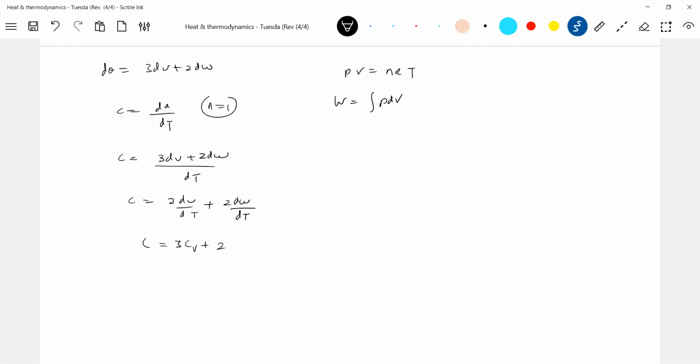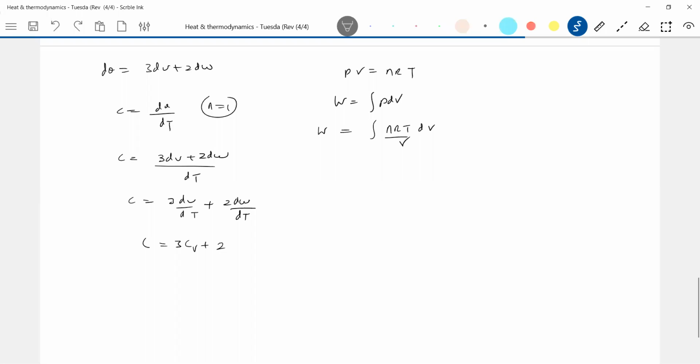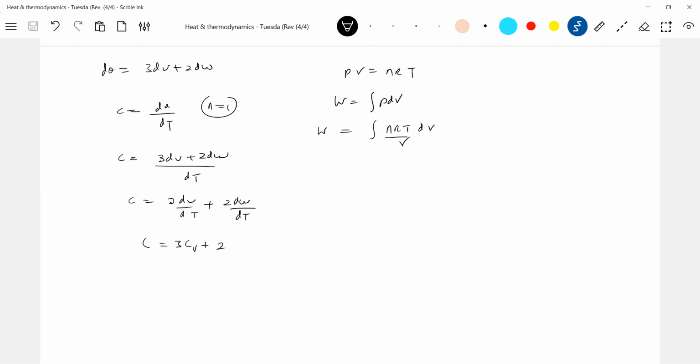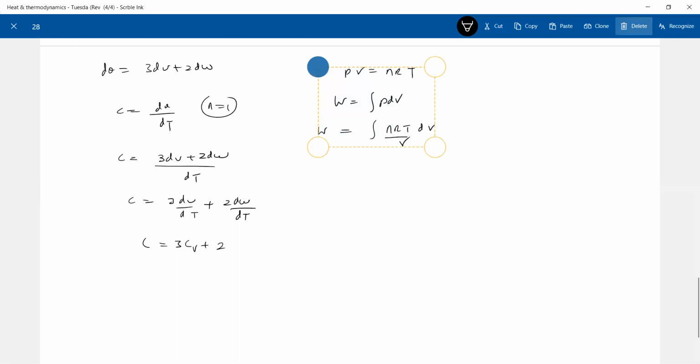Work done equals P dV. I'll write P as nRT by V into dV. Can we integrate here? T and dV are there, so we want some relationship. Keep it here. Try to think of various alternatives. Okay, now let's go for it.